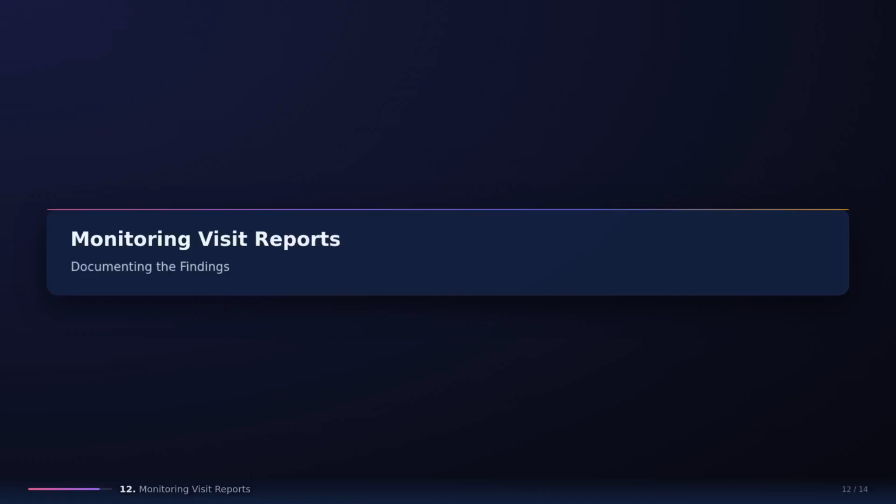The report includes a summary assessment of site compliance and an action plan for items to be addressed before the next visit. Visit reports become part of the trial master file and may be reviewed during regulatory inspections. A well-written report is factual, specific, and provides a clear picture of site performance over time.